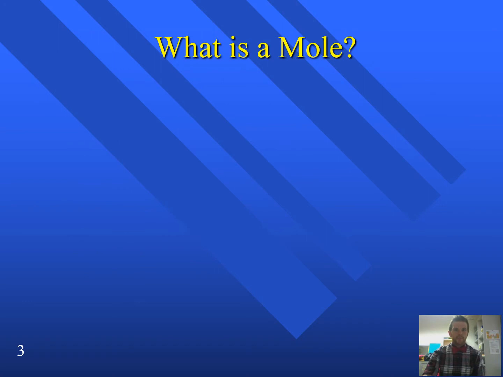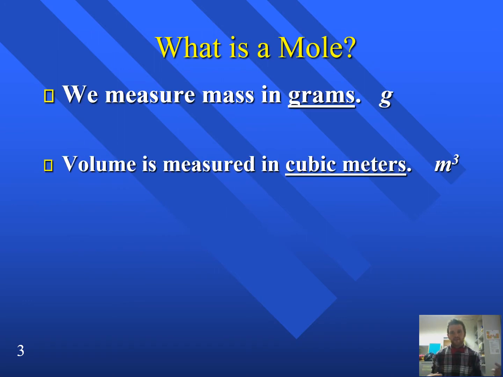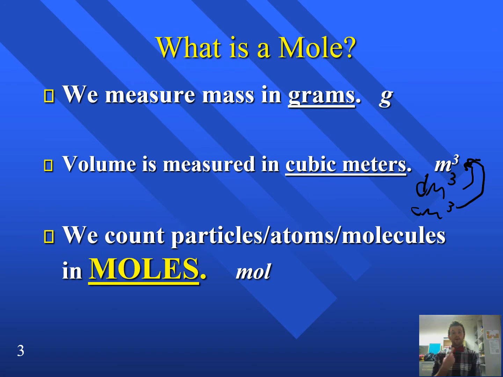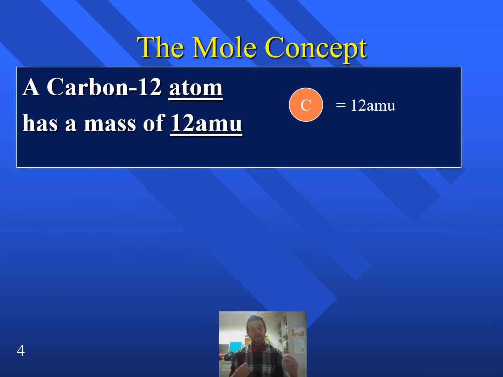So first off, what is a mole? We measure mass in grams and we measure volume in cubic meters, and then this could change, so you might end up seeing decimeters cubed, cubic centimeters, anything like this, but most of the time we're going to have to convert it back to cubic meters, and we'll go over that as well. That's all part of the IB DP program. And then lastly, we count particles, atoms, and molecules in moles. What a mole is, it's really just kind of like a dozen. I'm going to get to that in a bit.